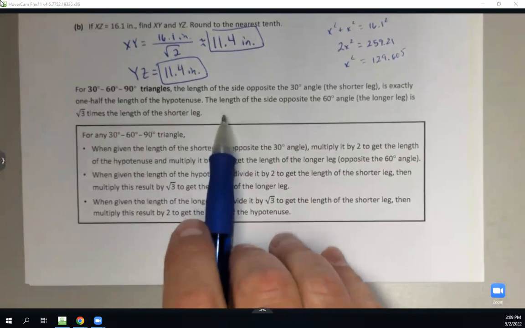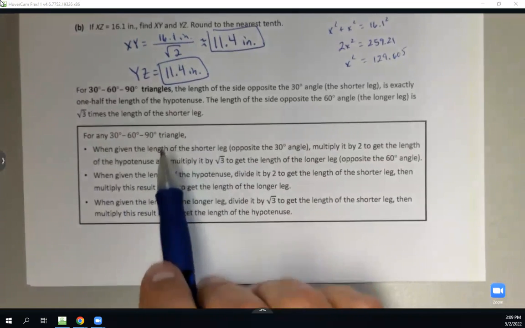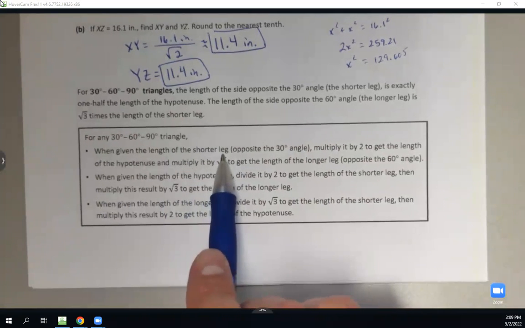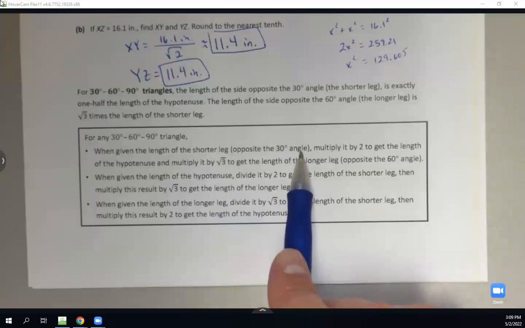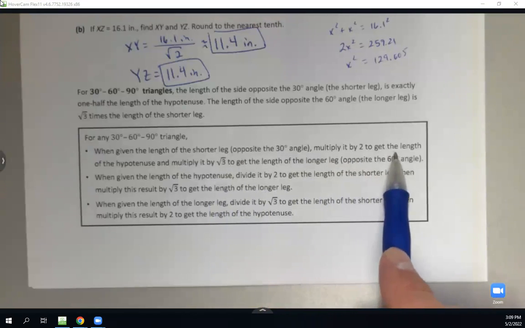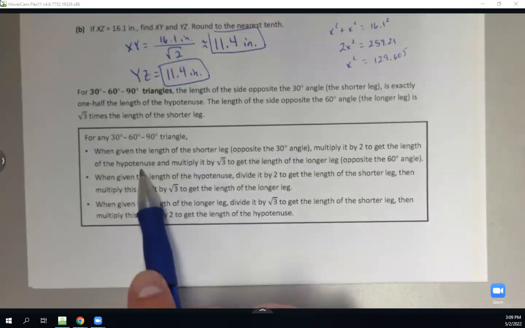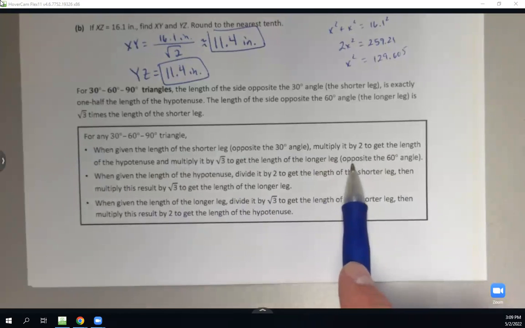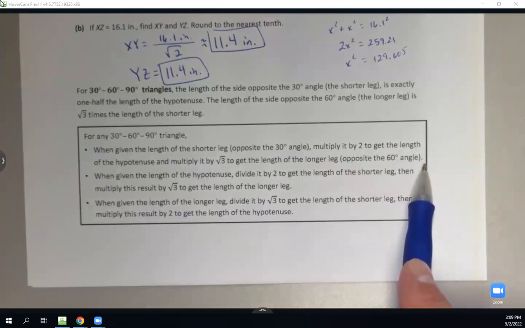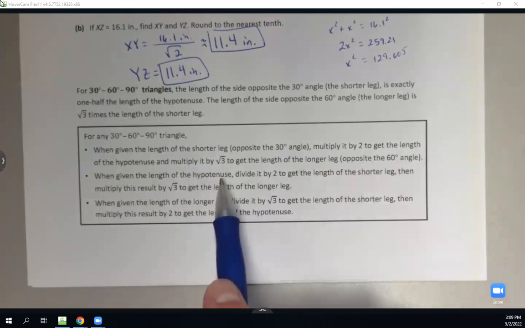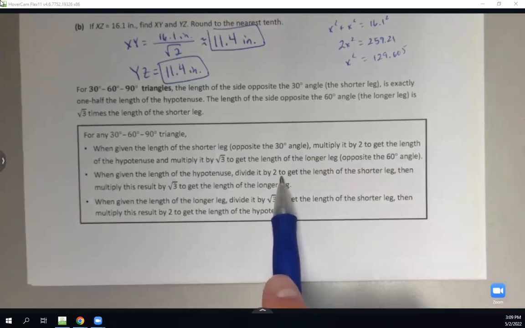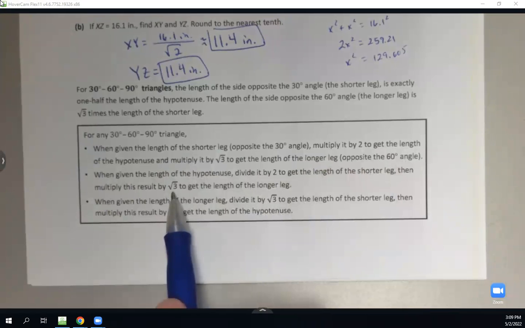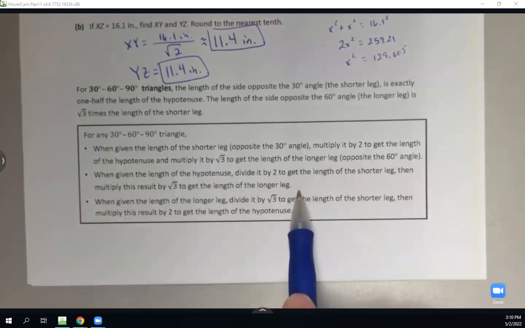So for any 30-60-90 triangle, when given the length of the shorter leg, which is again opposite the 30 degree angle, multiply it by 2 to get the length of the hypotenuse, and multiply it by the square root of 3 to get the length of the longer leg, which is the one opposite the 60 degree angle. When given the length of the hypotenuse, divide it by 2 to get the length of the shorter leg. Then multiply this result by the square root of 3 to get the length of the longer leg.